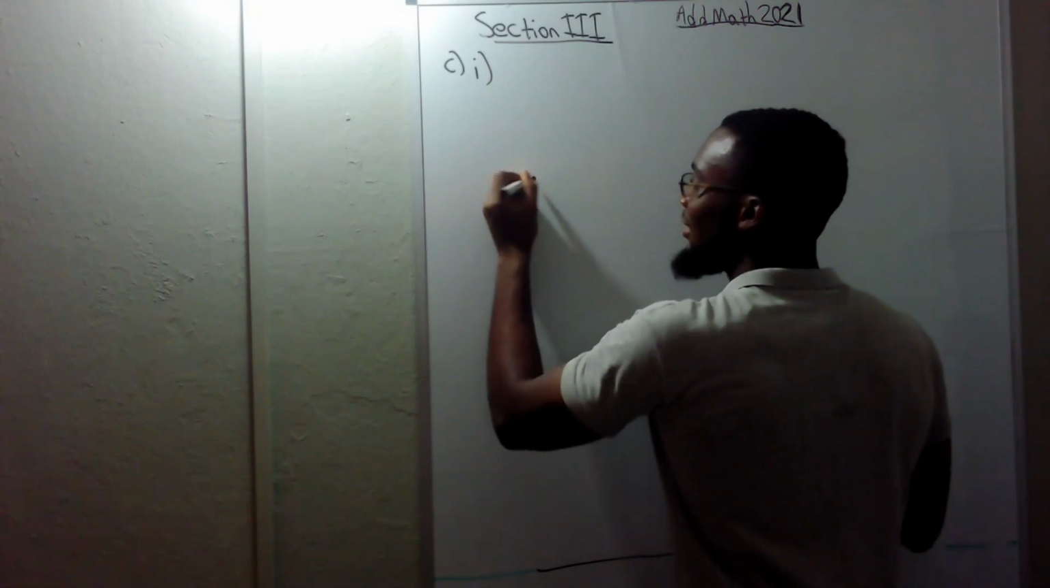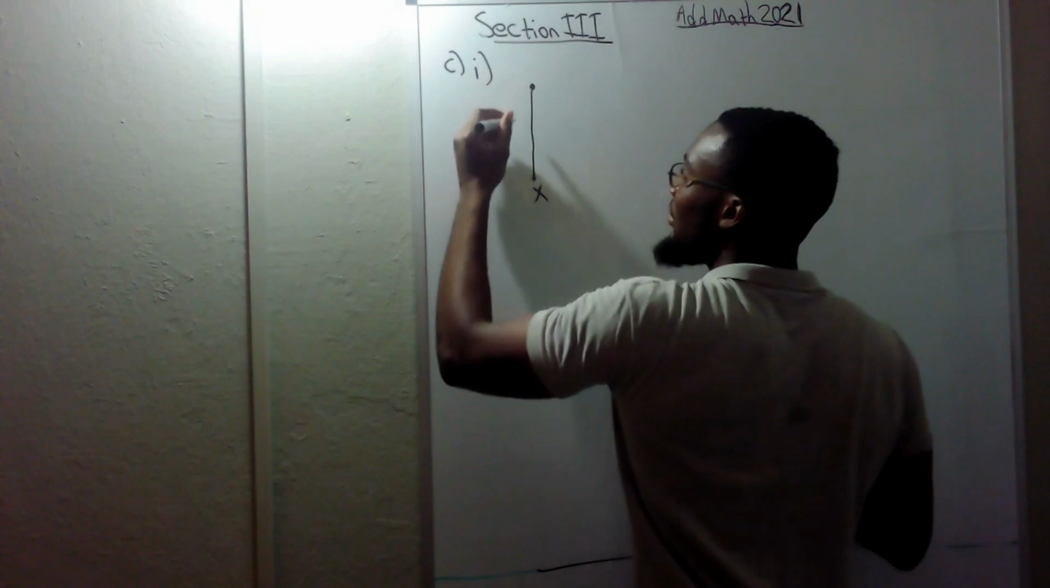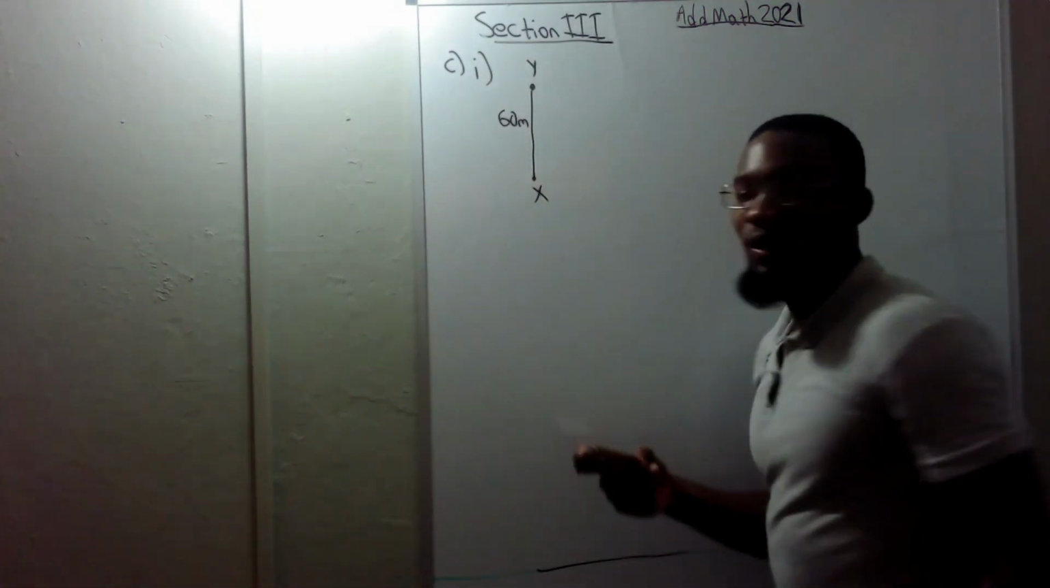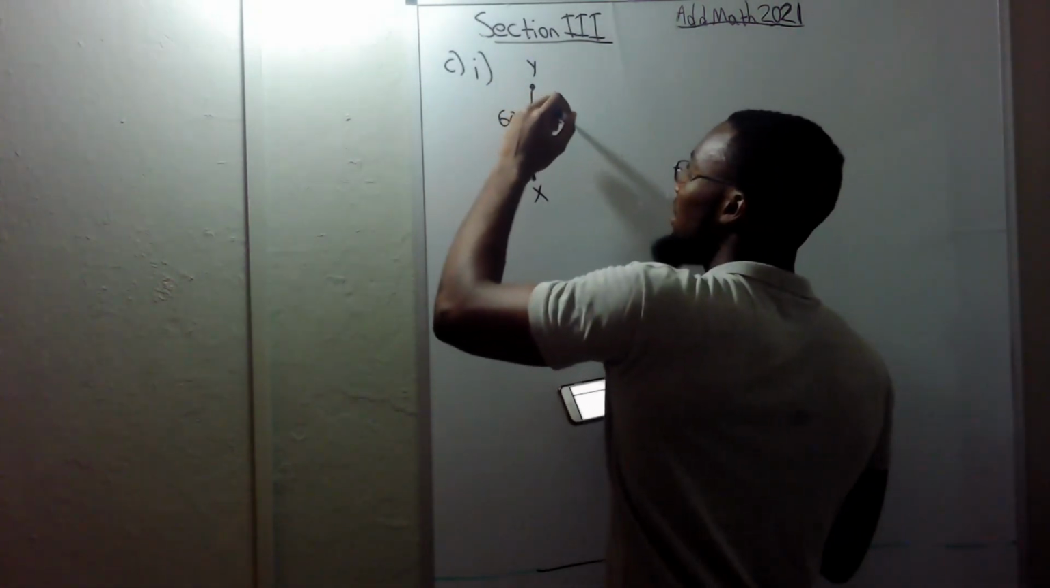Alright, part 3. Part 3, guys, says a motorist starts from a point X and travels 60 meters due north to a point Y at a constant speed of 4 meters per second. So guys, when you're at point X, let's write it down. You're at point X right here, and you travel 60 meters due north. So this is now the point Y. This is 60 meters. And while you were traveling for 60 meters, you were traveling at a speed of 4 meters per second.